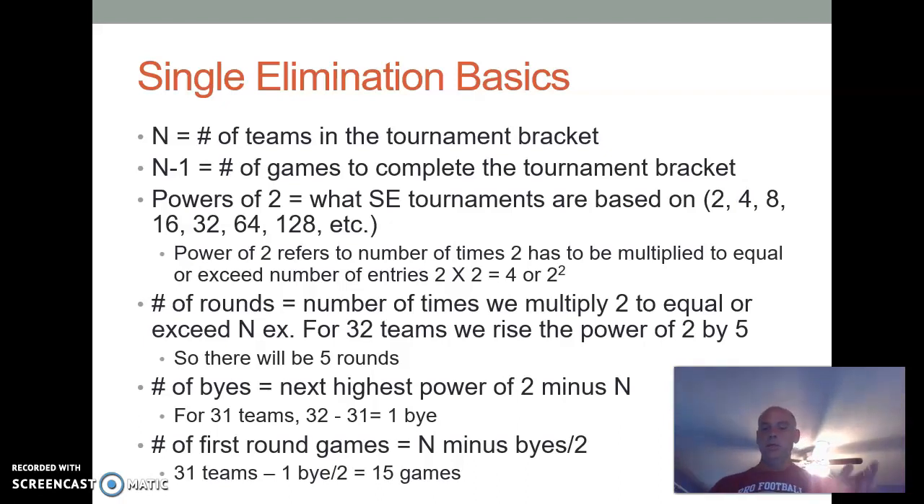Number of first round games is n minus byes, divided by 2. So in that case, we have 31 teams minus 1 bye, so we have 30 divided by 2, which gives us 15. Remember that number 1 seed has a bye, so we'll have 15 other games, because the 30 other teams have to play. So again, that's some of the math to help us figure out how many games we're going to have in that first round, how many byes we have, and how many rounds we're going to need.